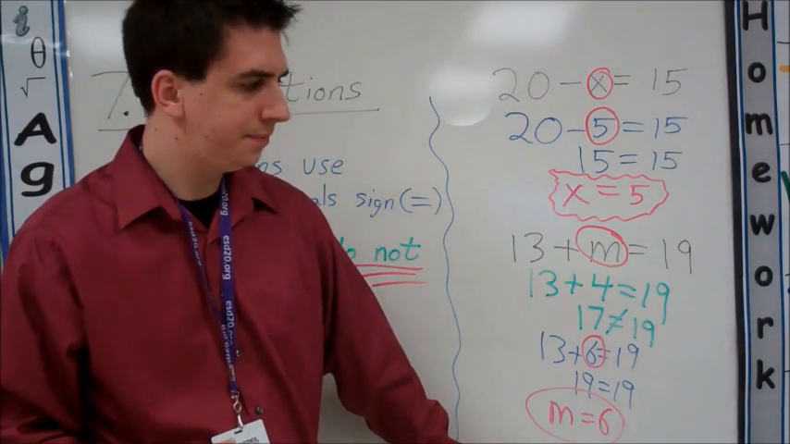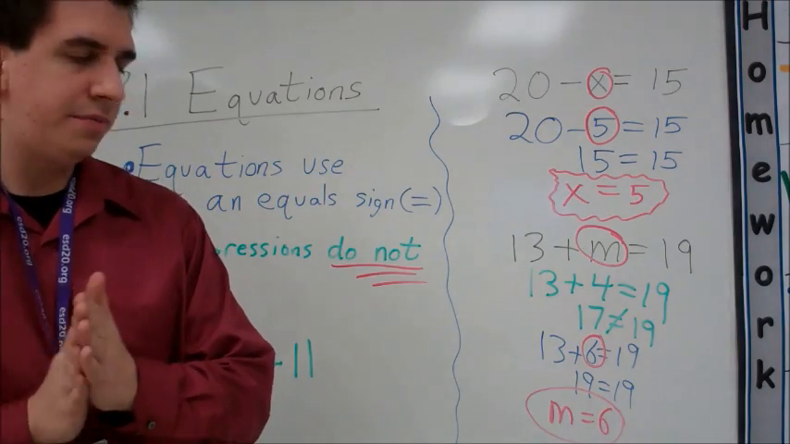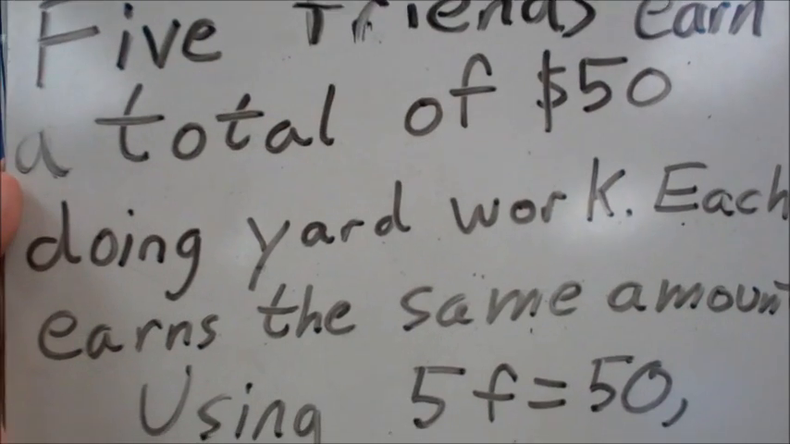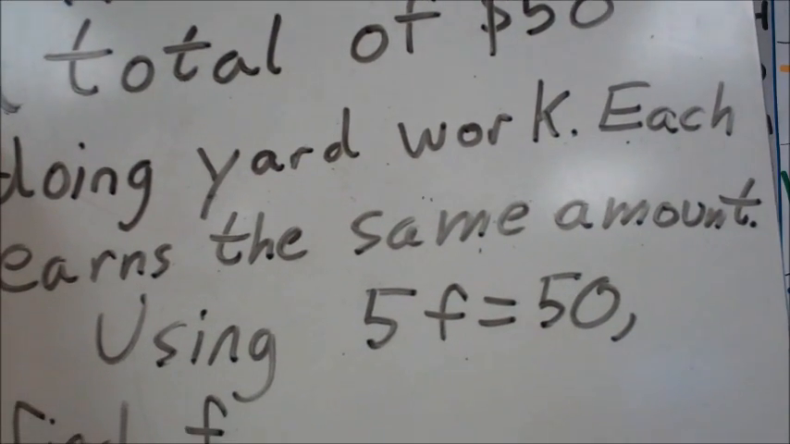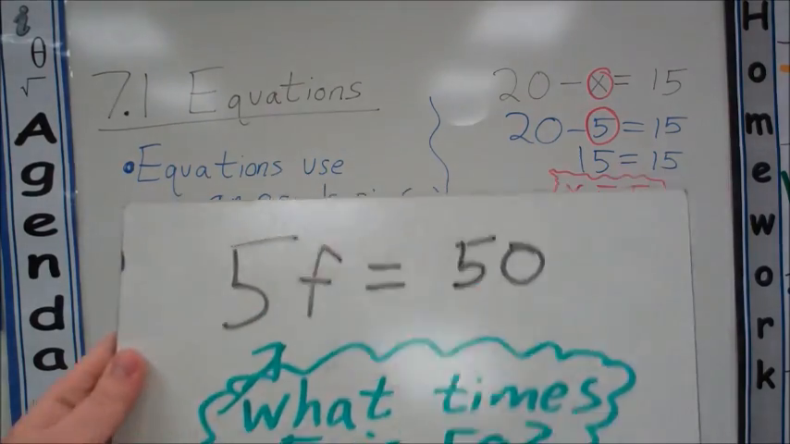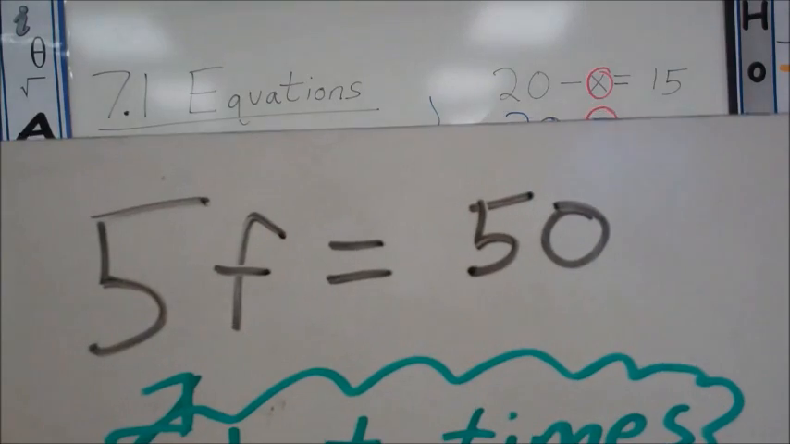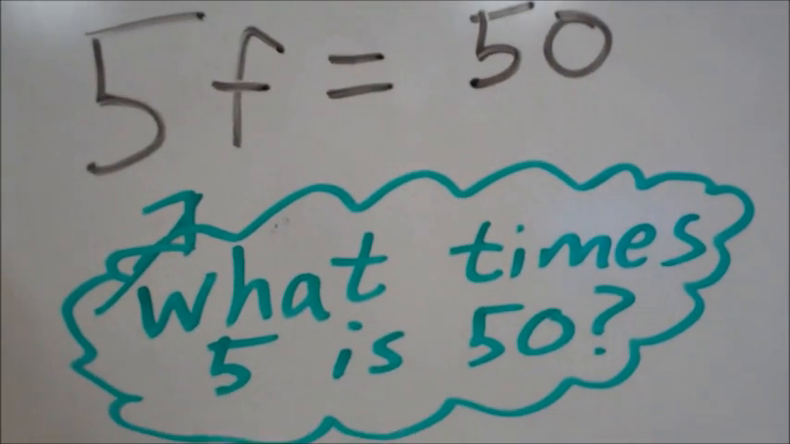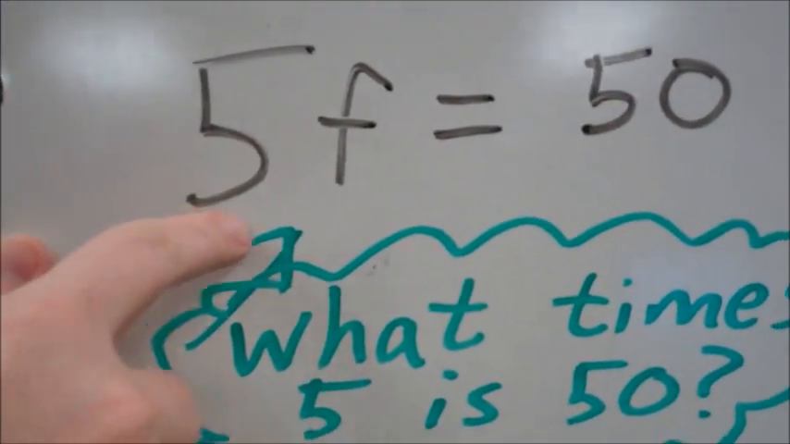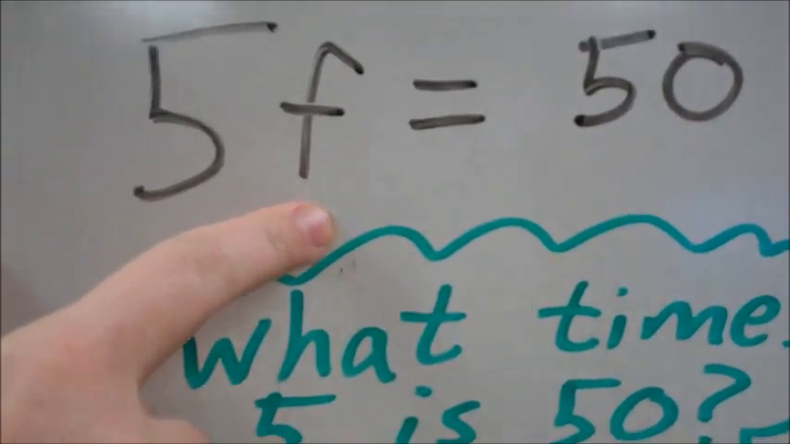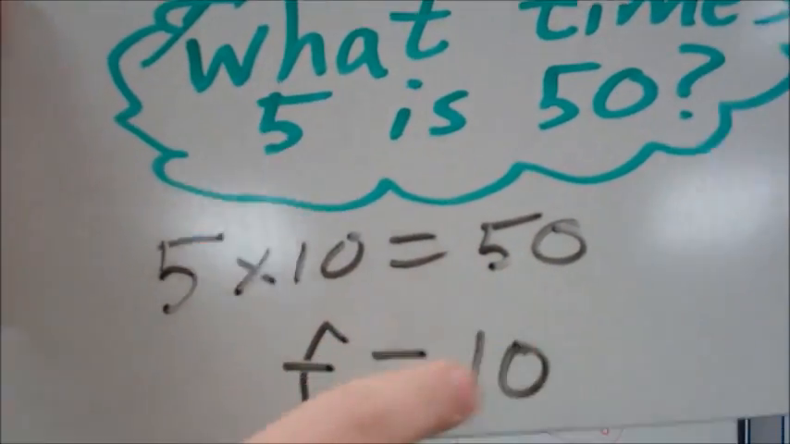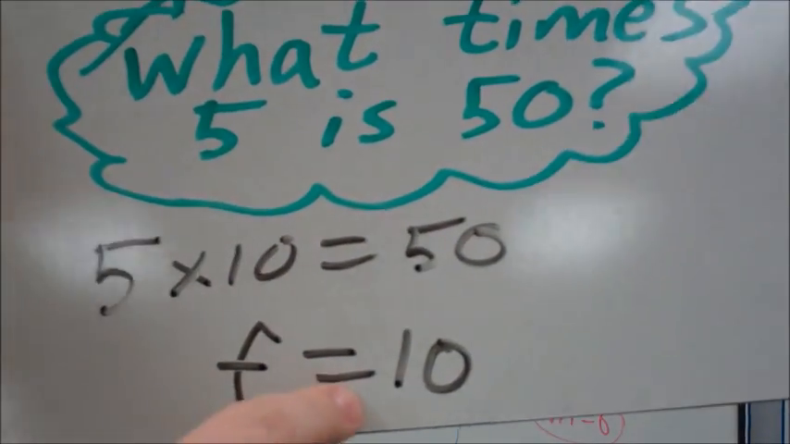I'm going to have us do a word problem now together. 5 friends earn a total of $50 doing yard work. Each earns the same amount. Using 5f equals 50, find f. What we have here is 5f equals 50. So think to yourself, what times 5 is 50? And remember, when we have a number directly next to a variable, that means we're multiplying. Thinking to myself, 5 times 10 equals 50. Yeah, that does. Therefore, f equals 10.